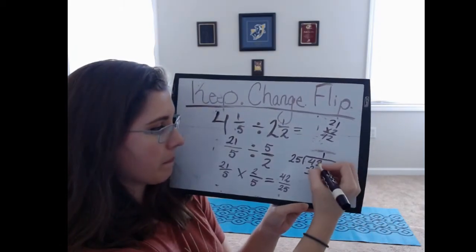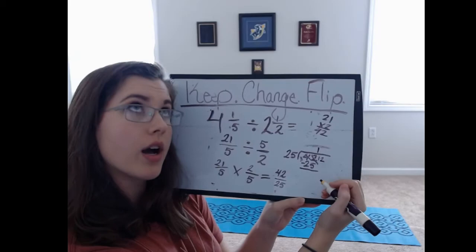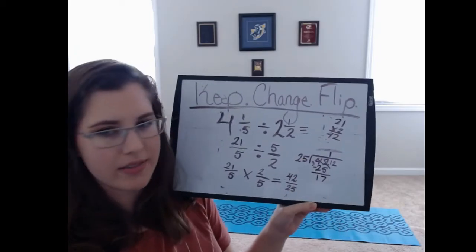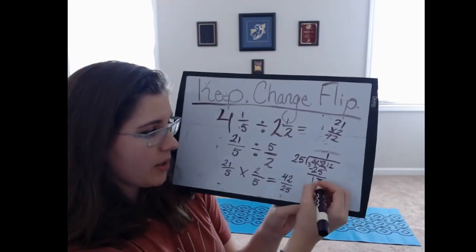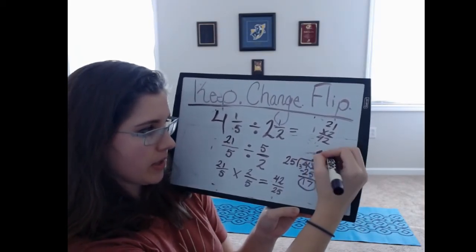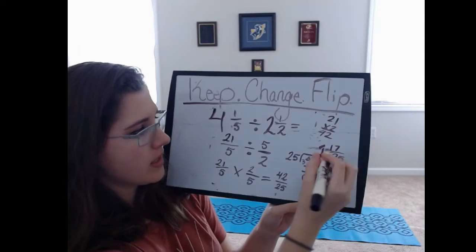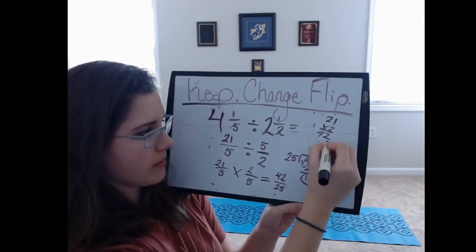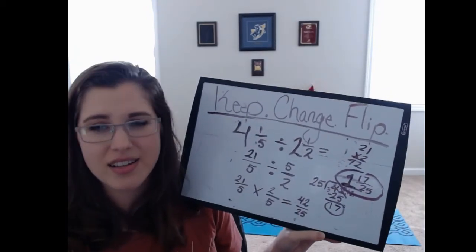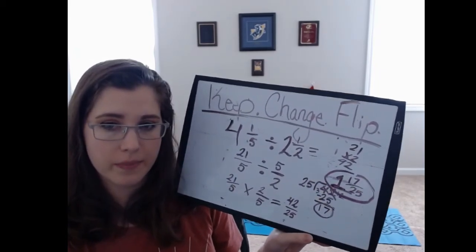Now I subtract. Got to regroup and borrow. My 2 becomes a 12. 12 minus 5 is 7. 3 minus 2 is 1. And 25 can't go into 17, so we're done there. But this 17 becomes our new numerator, and 25 stays our denominator. So our answer, even though my 1 is sloppy, is 1 and 17 over 25. Here's a hint, there's nothing that goes into 17 other than 1 and 17, so you can't simplify that one.